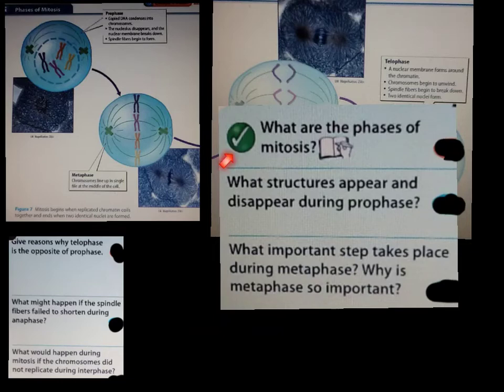So question number 1, what are the phases of mitosis? Okay, question number 2, what structures appear and disappear during prophase? And question number 3, what important step takes place during metaphase? And why is metaphase so important? So you're writing all 3 of these questions in your science journal and you're answering them.